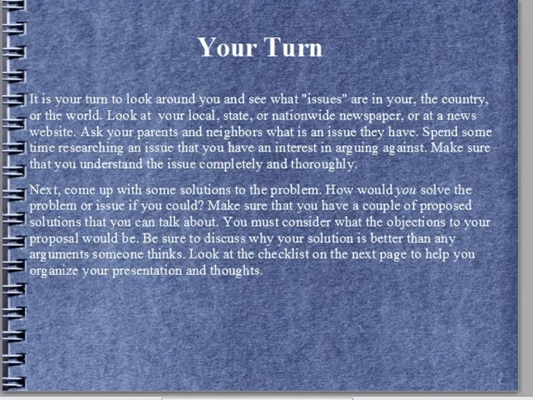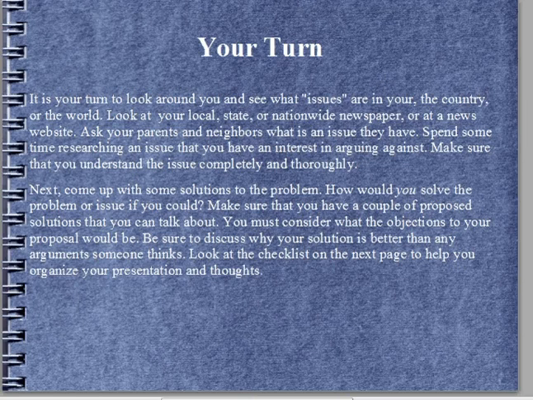Your turn. This is in the real world. It's your turn to look around you and see what issues are in your community, the country, or the world. You need to look at your local, state, or nationwide newspaper or at a news website and find a problem that interests you. Ask your parents and neighbors what an issue is that they have. Spend some time researching an issue that you have an interest in arguing against.